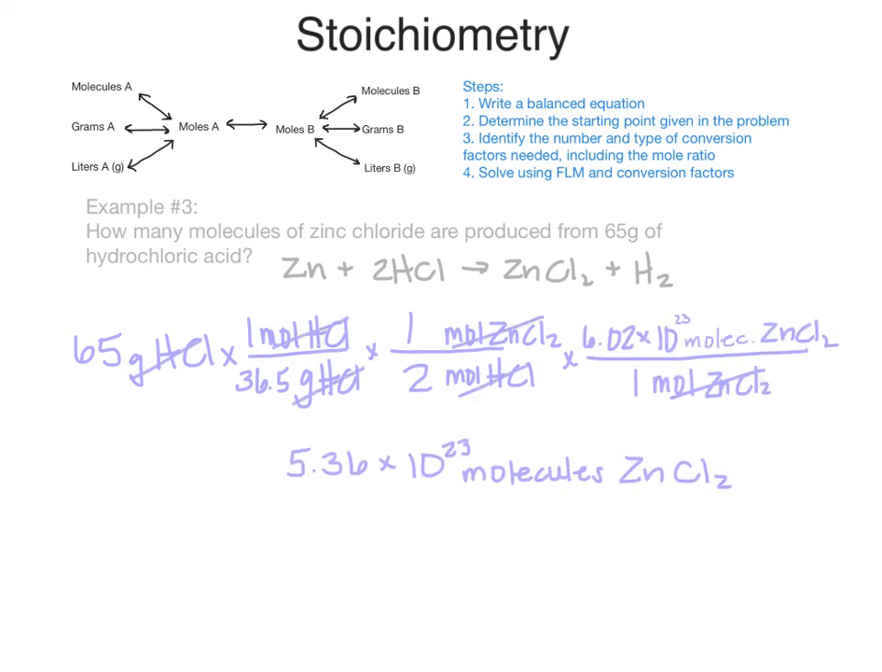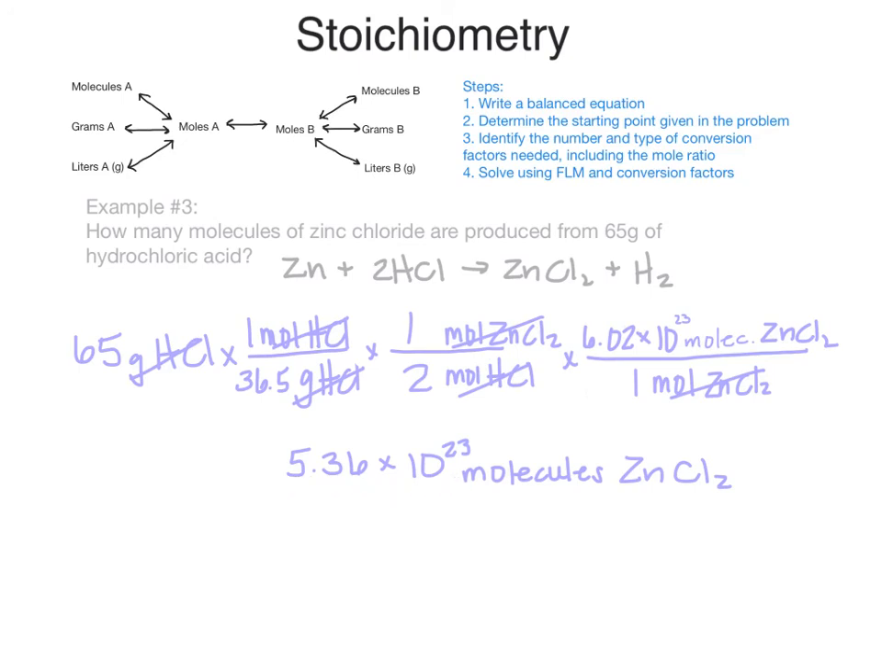And so when I do my math and cancel out all of my units, I notice that I'm going to go from grams of hydrogen chloride to my moles of zinc chloride, and then finally to my molecules of zinc chloride. So if I have 65 grams of hydrochloric acid, I'm going to have 5.36 times 10 to the 23rd molecules of zinc chloride.